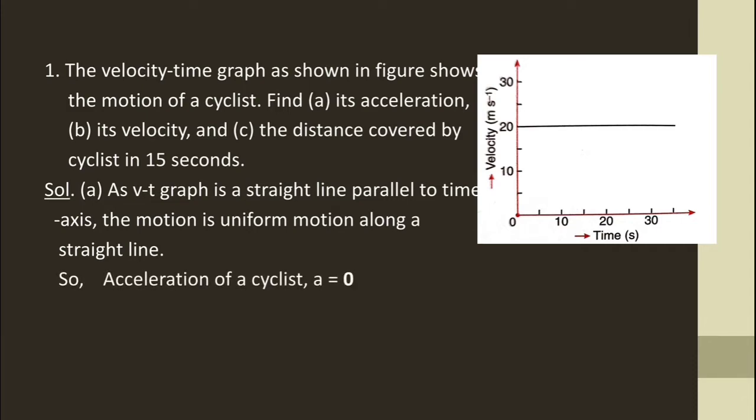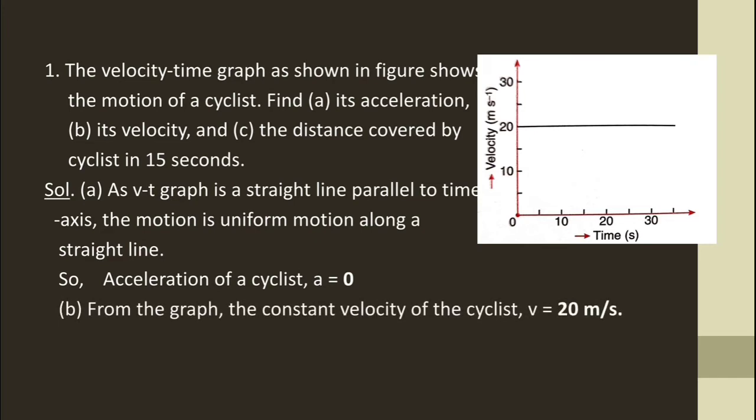Now let us see the second part. In the second part, we have to find the velocity. So again from this graph, it is very obvious that the velocity of the cyclist is 20 meter per second, because the cyclist is traveling with the same velocity of 20 meter per second along a straight line. Hence we can write from this graph, the constant velocity of the cyclist is 20 meter per second. Now let us see the third part.